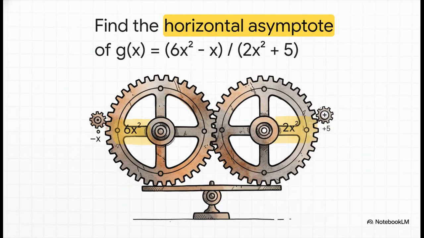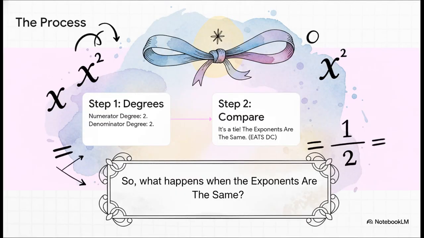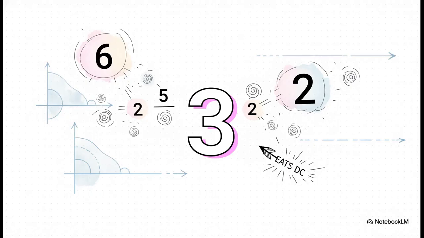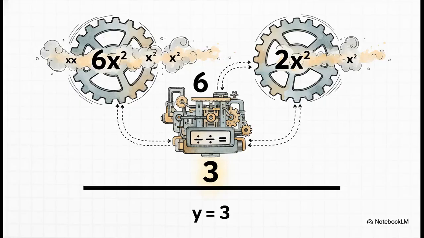All right, let's try another one. Let's find the horizontal asymptote for g of x equals 6x squared minus x, all over 2x squared plus 5. So, same deal. Let's look at the degrees. The highest exponent on top is 2. The highest exponent on the bottom is also 2. It's a tie. So what do we do when the exponents are the same? You got it. It's time for EATS DC. We ignore all that other meaningless dust and we just divide the coefficients, the numbers in front of our strongest terms. So in this case, that's just 6 divided by 2. And that gives us our horizontal asymptote, y equals 3. This graph is going to level off at a height of 3.